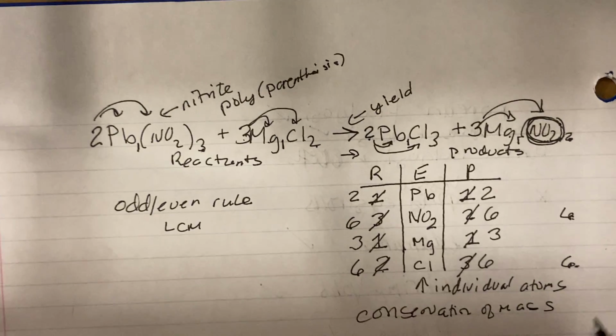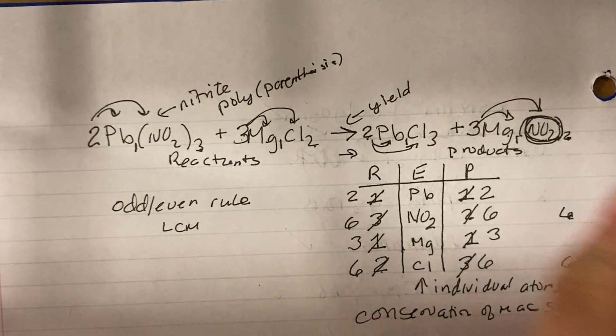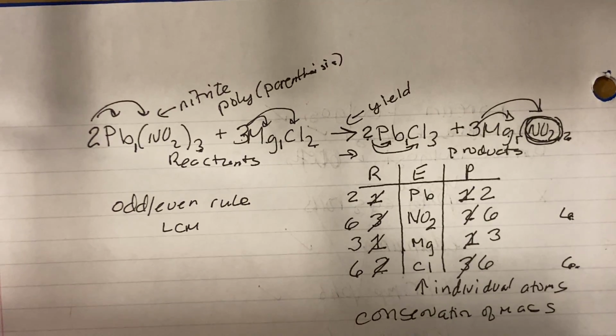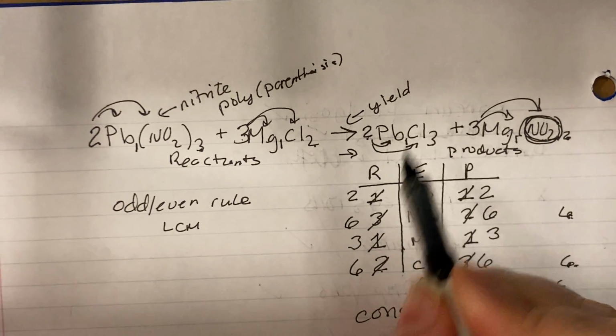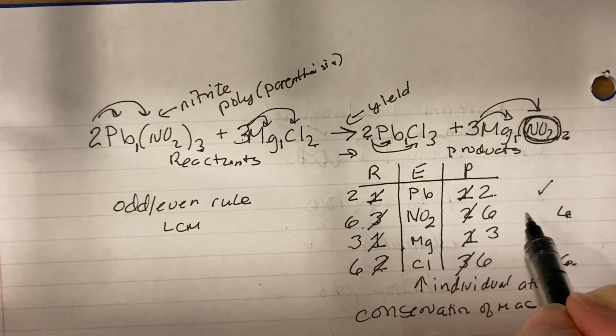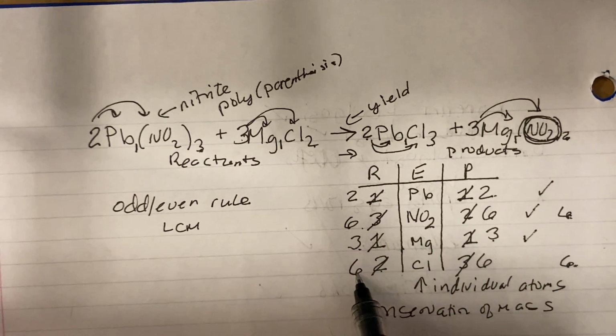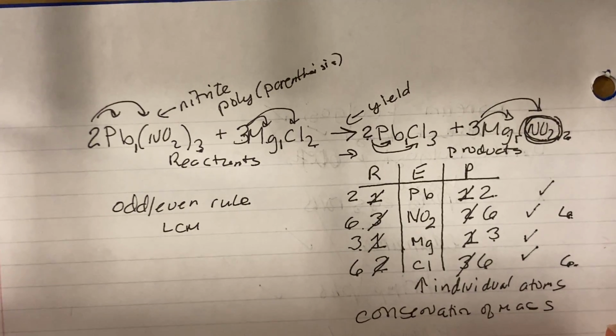Conservation of mass. Matter cannot be created nor destroyed. Atoms cannot magically be on one side and not on the other. They have to be accounted for on both sides. Leads, both sides are 2. Nitrate, both sides are 6. Magnesium, both sides are 3. Chlorine, both sides are 6.